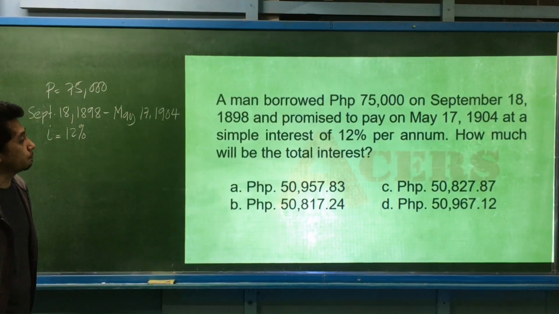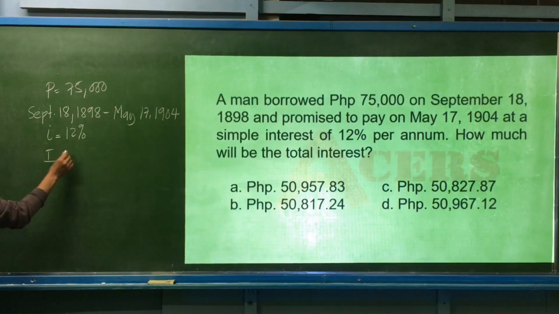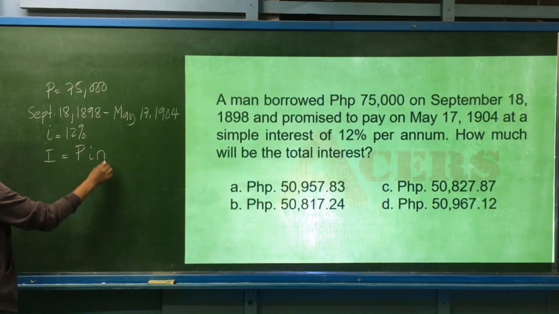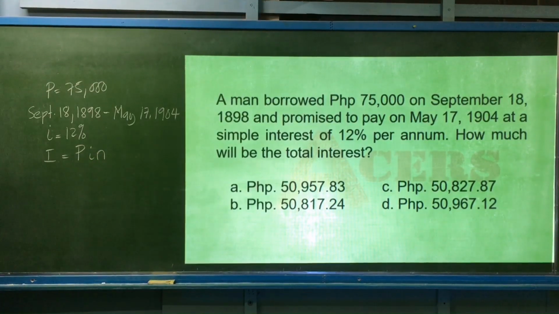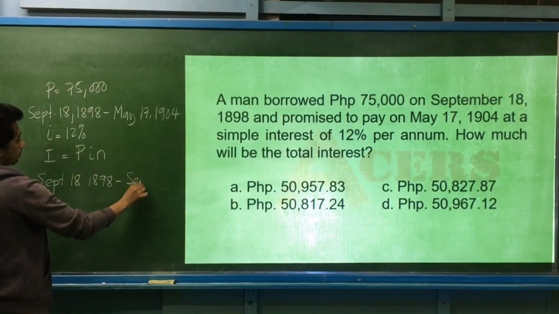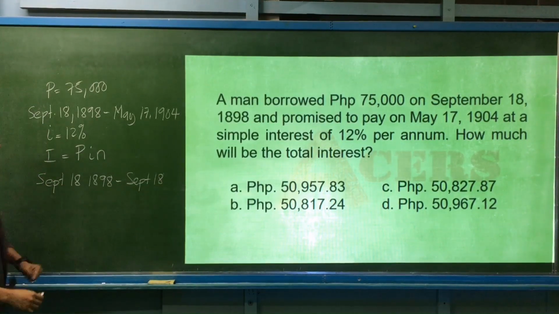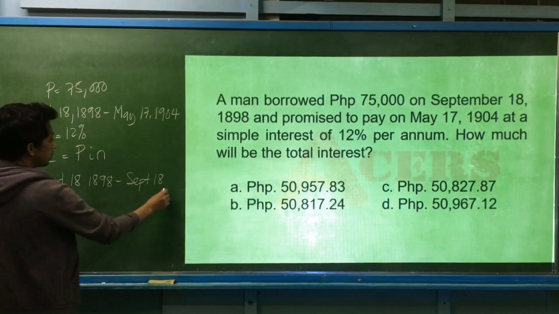a simple interest of 12% per annum. So how much will be the total interest? So we have the interest, so the present amount, interest rate, number of interest period. So pwede natin sabihin dito yung September 18 of 1898 hanggang September 18 of what year? Para sumakto lang. Of 1903.